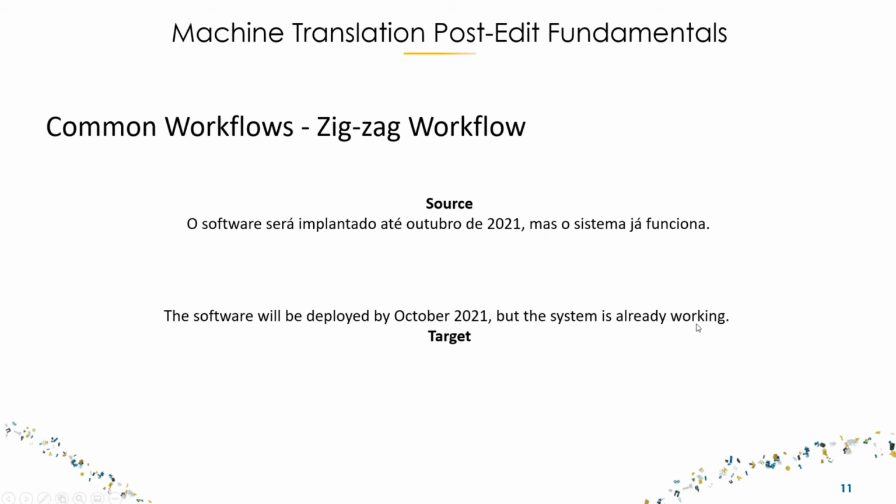Our first workflow is the zigzag workflow. This is when you compare both the source and the target by reading it both at the same time, meaning your eyes will create a zigzag pattern. It helps to check grammar, spelling, formatting, terminology errors, and by splitting the source into several small pieces.